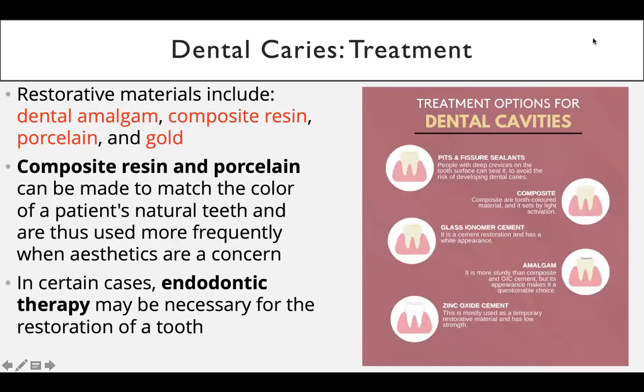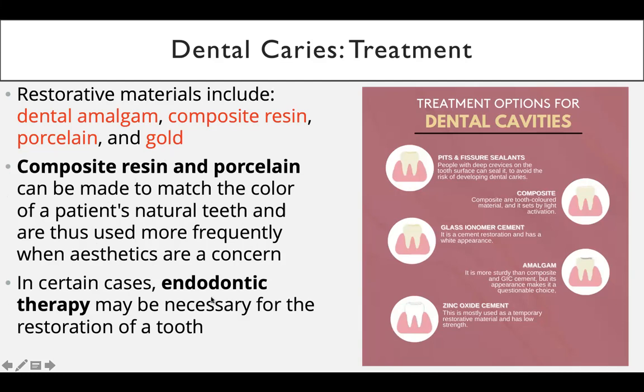And then definitely we go to the restorative materials. What are the fillings? They include dental amalgam, composite resin, porcelain, and gold. Composite resin and porcelain can be made to match the color of the patient's natural teeth and are thus used more frequently when aesthetics or facial features are a concern. So when aesthetics are a concern, composite resin and porcelain can be used because they match the color of the patient's natural teeth.